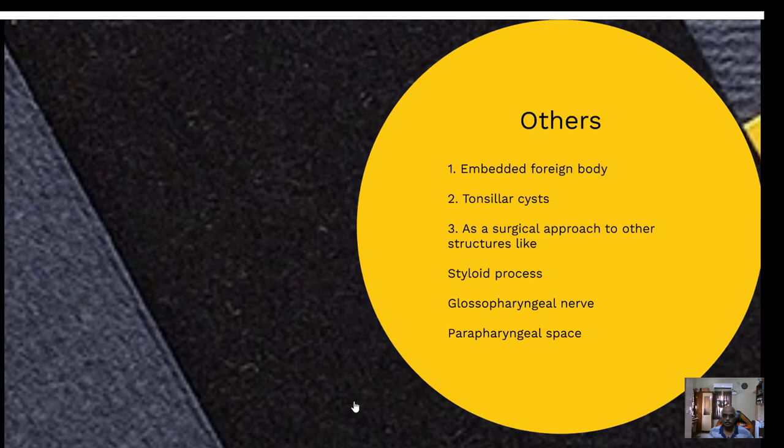The other causes include embedded foreign body. If a foreign body is embedded in the tonsil, don't go ahead and pull the foreign body out, because tonsil is a highly vascular area. So the foreign body can cause enough damage and it can lead to bleeding. So it's always better to remove the tonsil along with the foreign body. That's the safest way of removing an embedded foreign body within the tonsil. And then cysts inside the tonsil can always be removed along with the tonsil by doing a tonsillectomy.